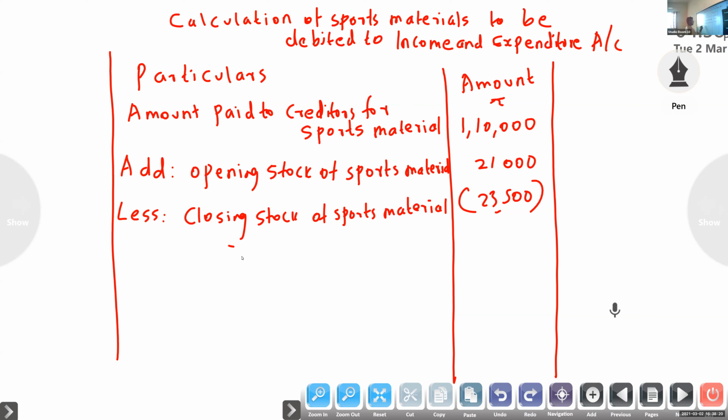So less opening creditors of sports material, 27,000 in bracket.